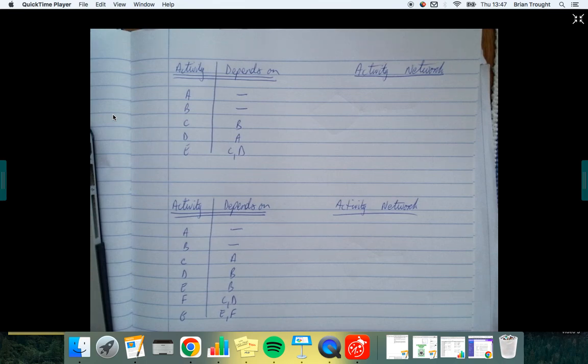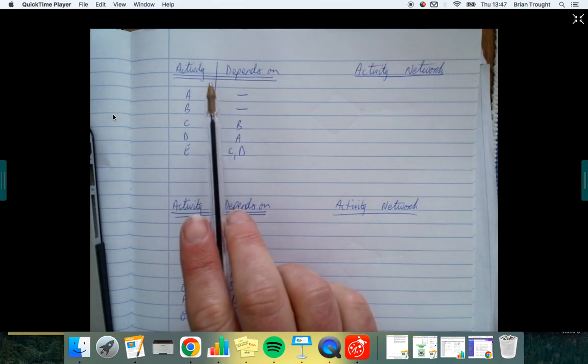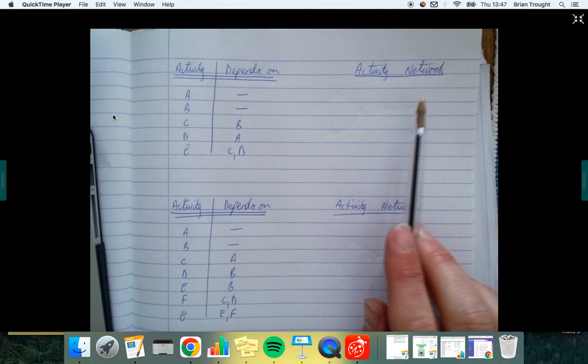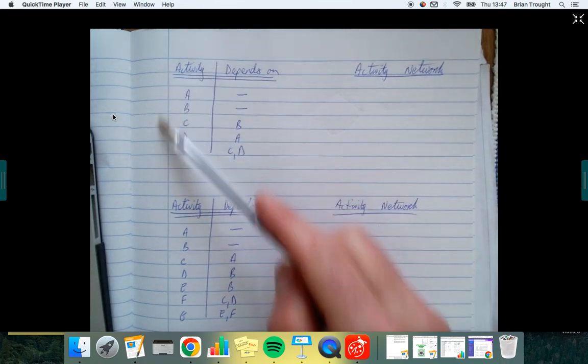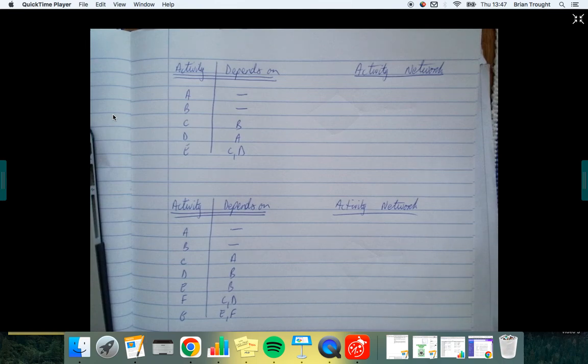So here are some example questions whereby I'm going to go from a precedence table to an activity network. The first thing I'm going to do is look at my table here and identify the things that I know have to be in the network.